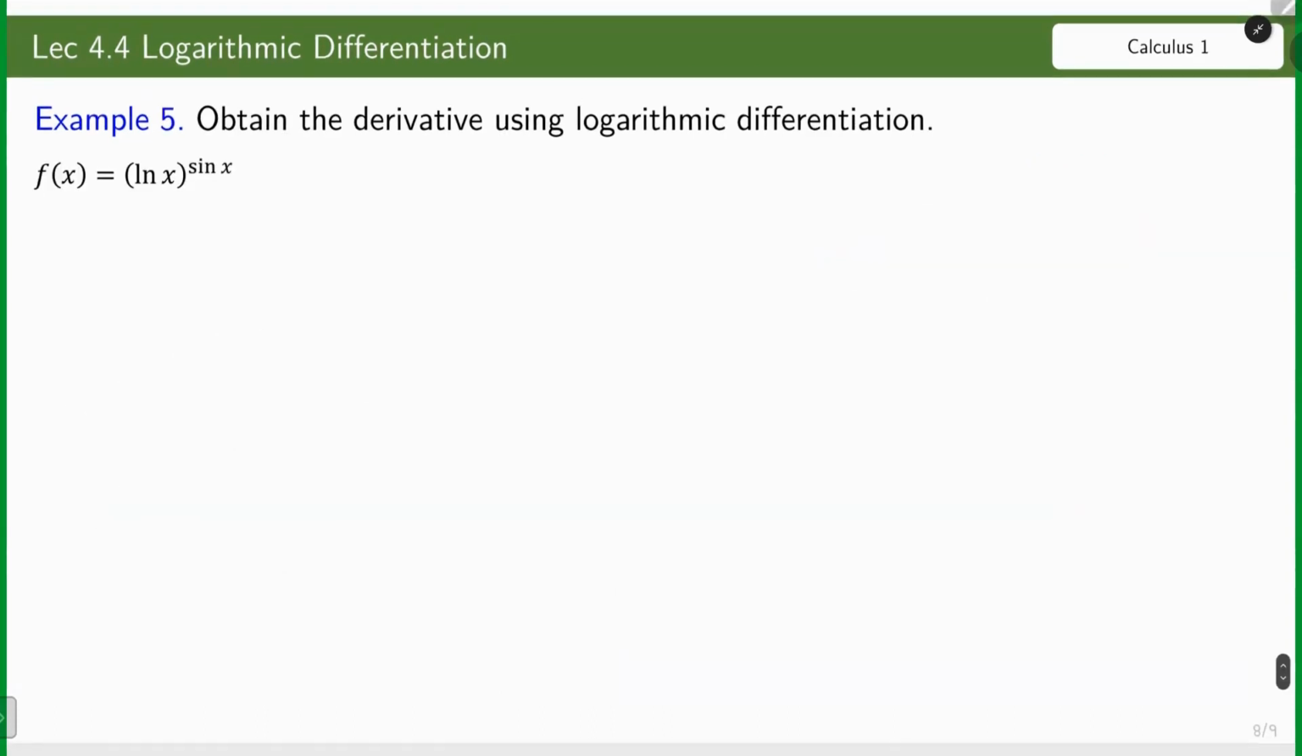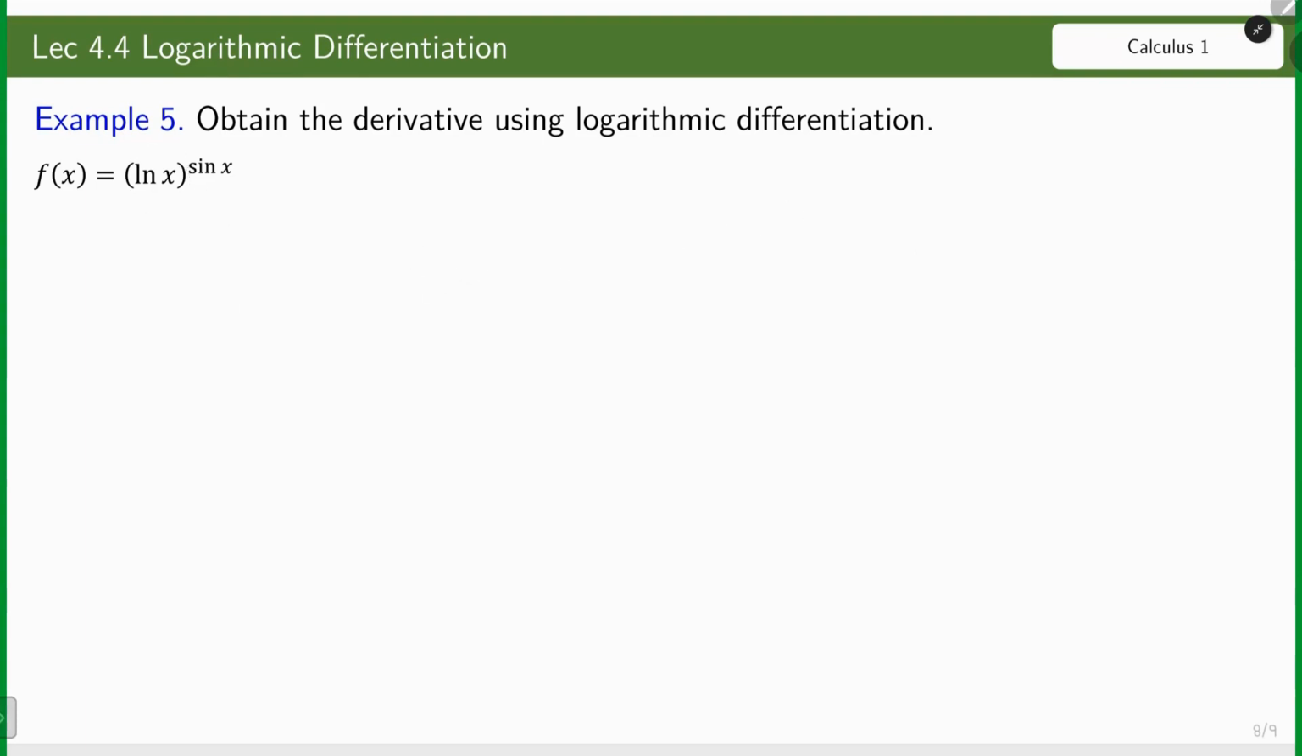Example number 5, f of x is equal to the ln of x raised to sine x. Take note that this is not the same as ln x raised to sine x, wherein we can bring down sine x. No, this means that the entire ln of x is raised to sine x, not just the x. So be careful.